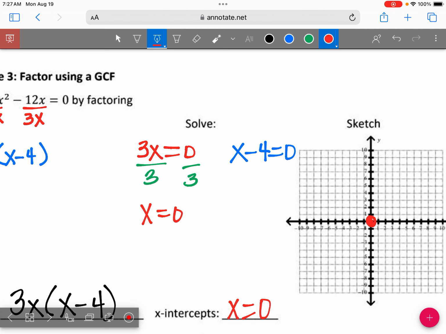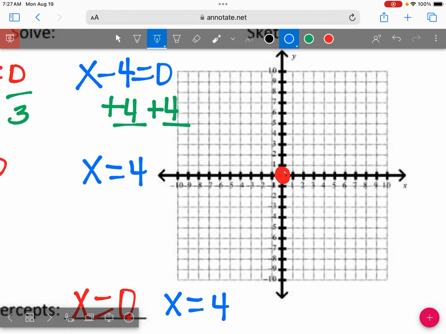For the second one, x minus 4 equals 0. You're going to add the 4. And you get x equals 4. Go ahead and put a point at the 4 and make your smile, and that's it.